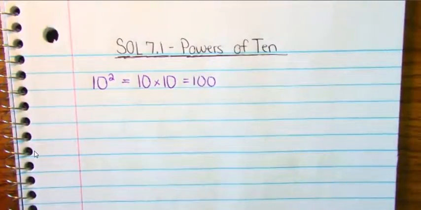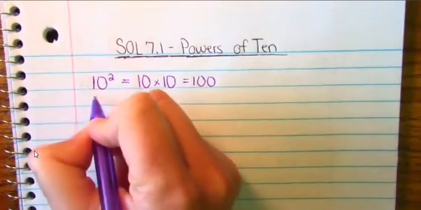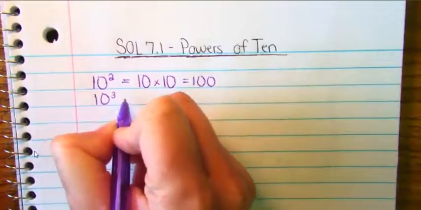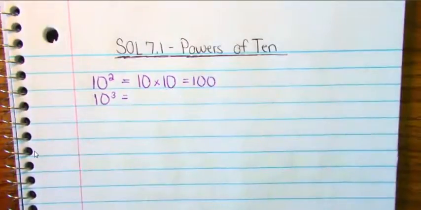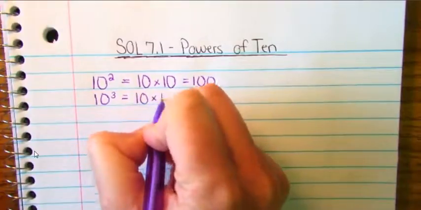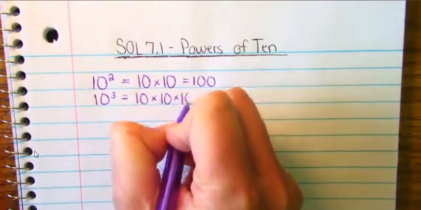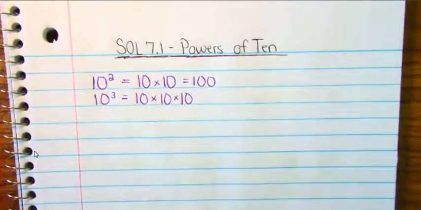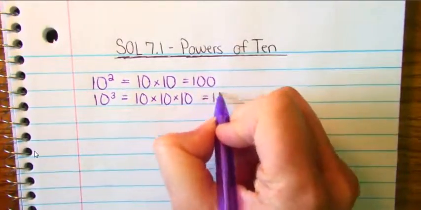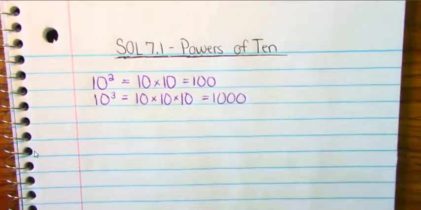And we can repeat this for any type of exponent, or any power of 10. So if we had 10 to the third power, that would mean that we are taking 10 and we are multiplying it 3 times. So 10 times 10 times 10 would be equal to 1,000.